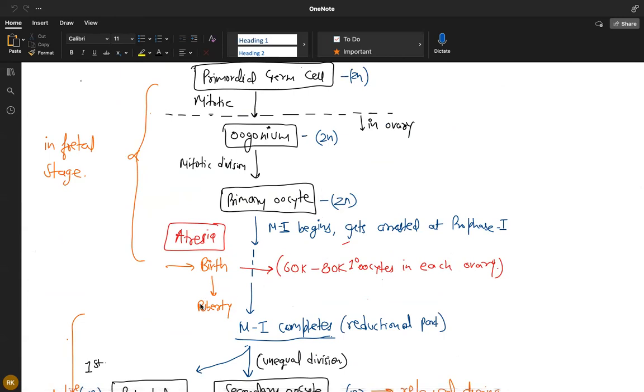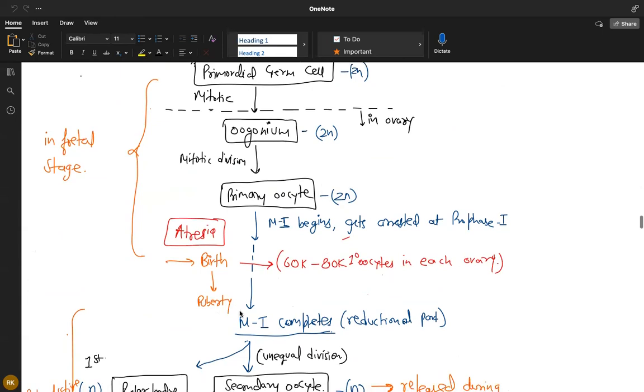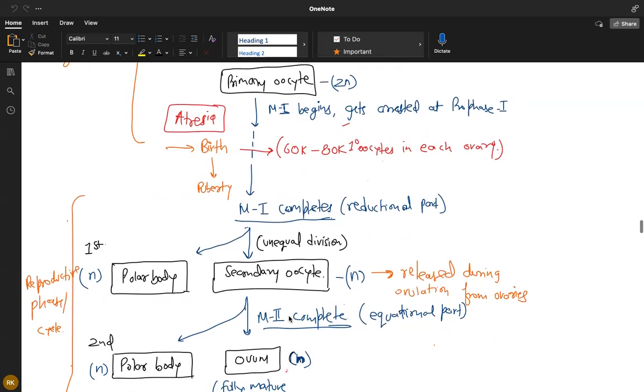Yes, Arpit. This we all did in the previous class. I think oogenesis we did not do, right? We did spermatogenesis. Now we are doing oogenesis.